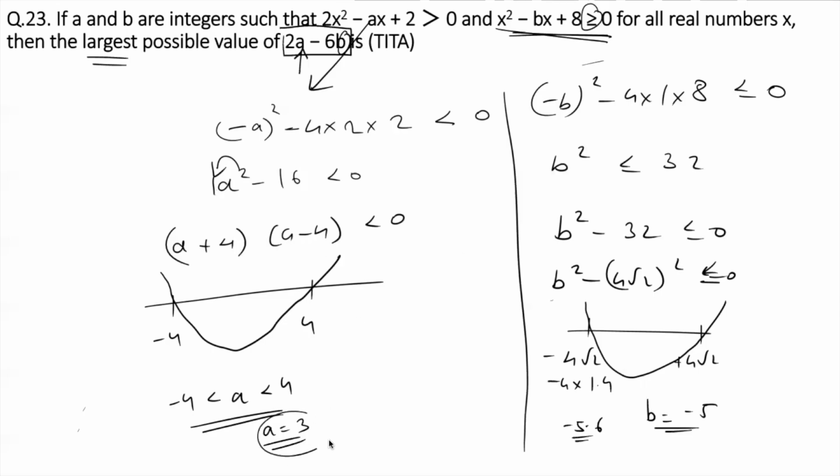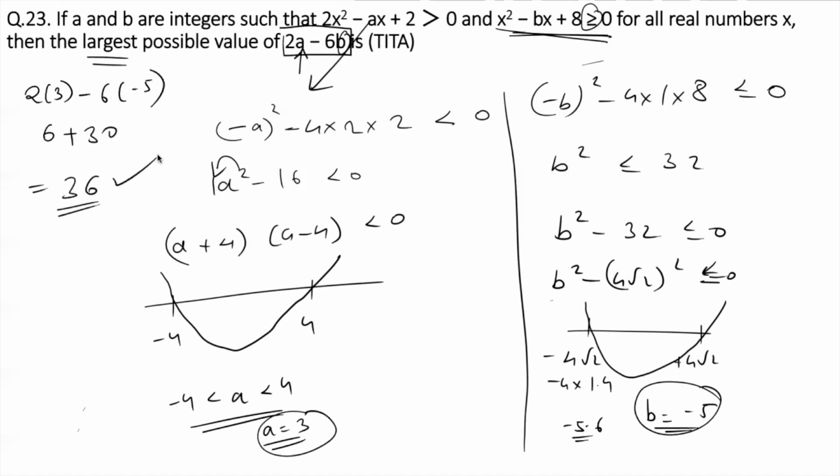So putting a is equal to 3 and b is equal to minus 5 in this expression, the answer you need is 2 into 3 minus 6 into minus 5. 6 minus minus will become plus. 6 plus 30, your answer is 36.